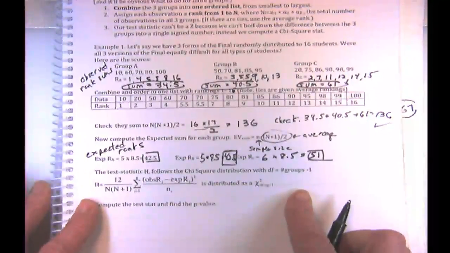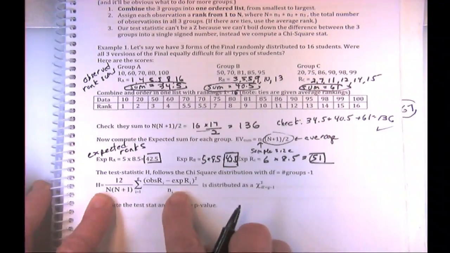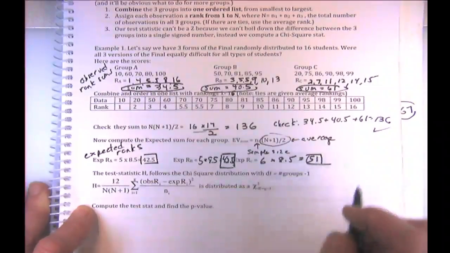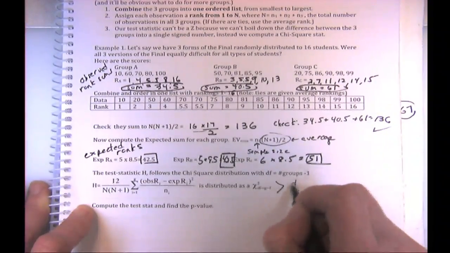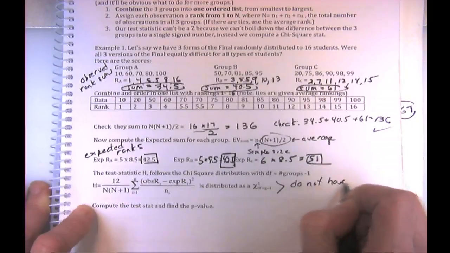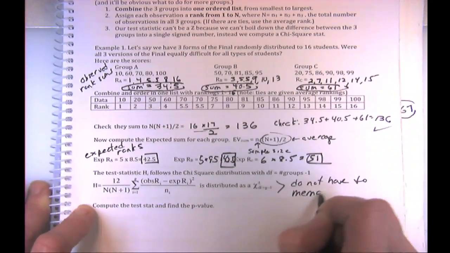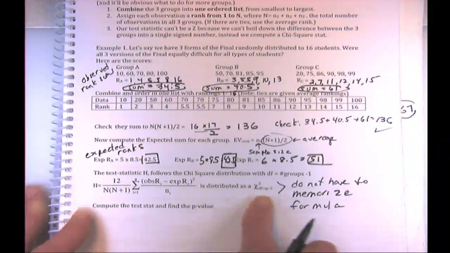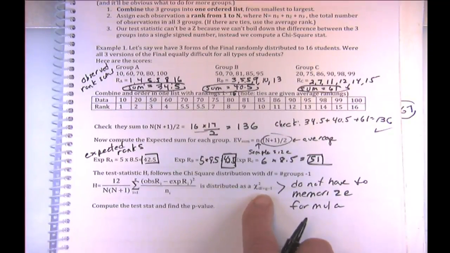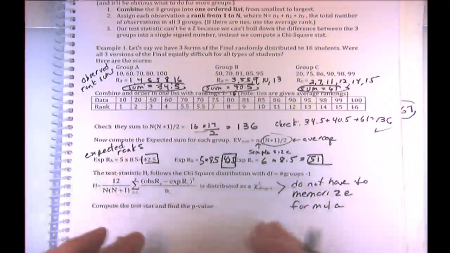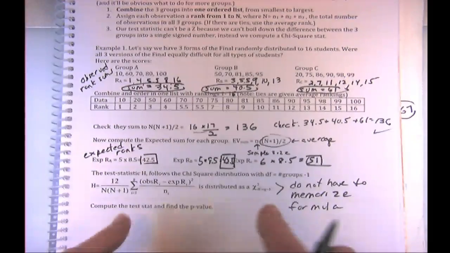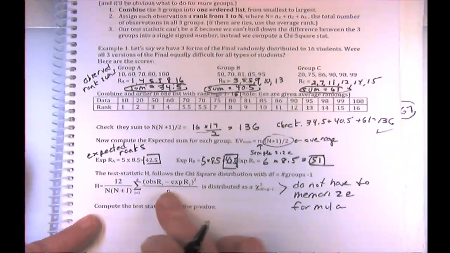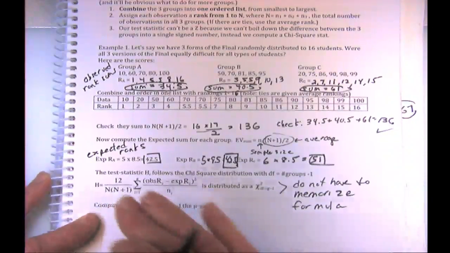And by the way, this will be given to you on the final, so you do not have to memorize this formula. But you should know that the degrees of freedom, for all chi-square tests, are going to be the number of groups minus 1. In this case, it's going to be 3 groups minus 1. But the formula will be given to you, so let's just make sure you know how to compute it.